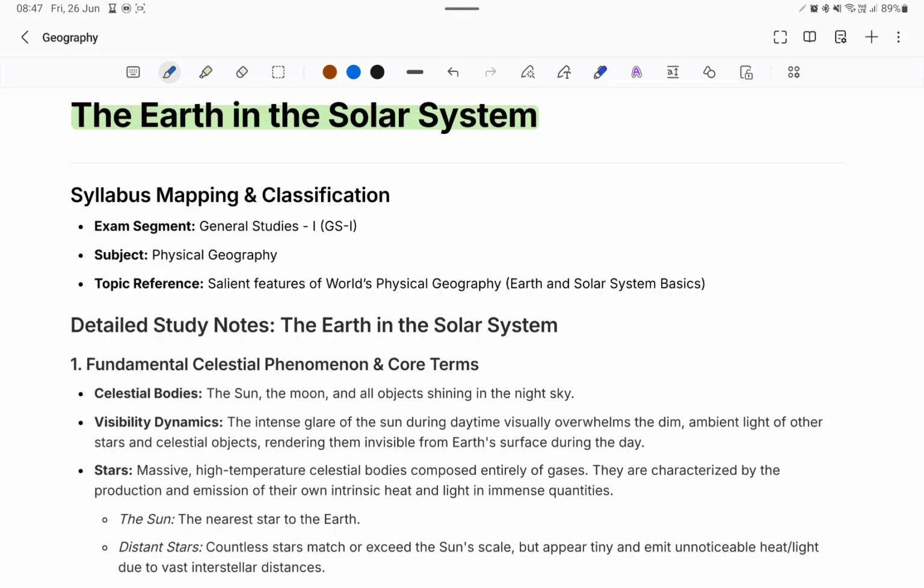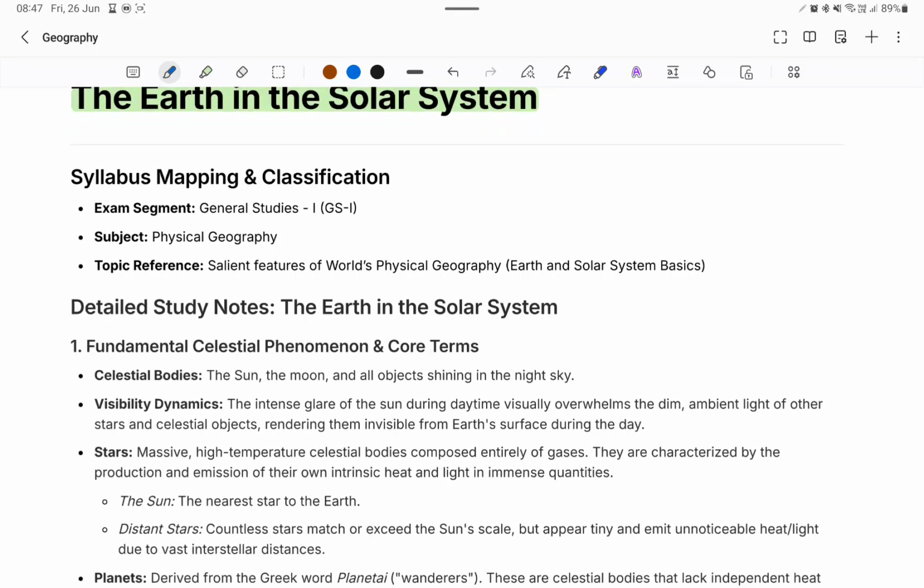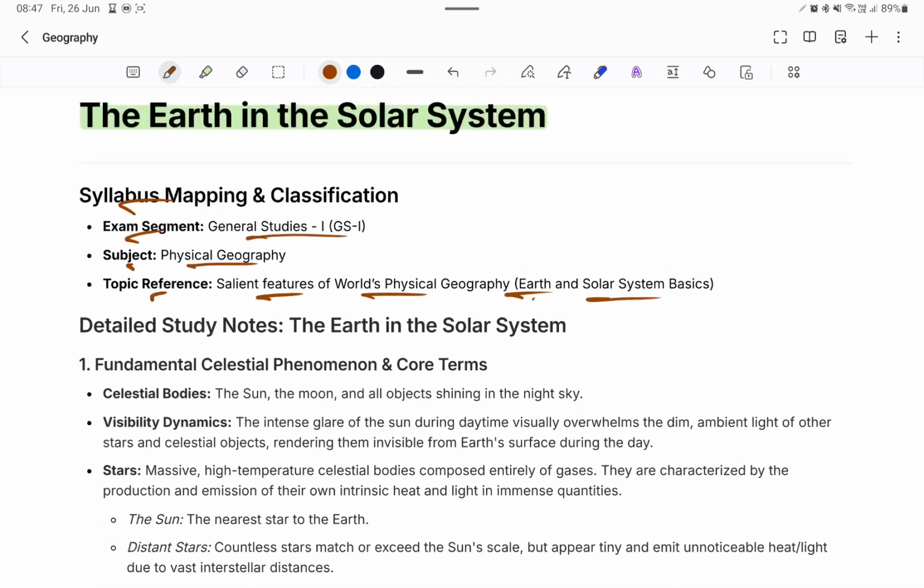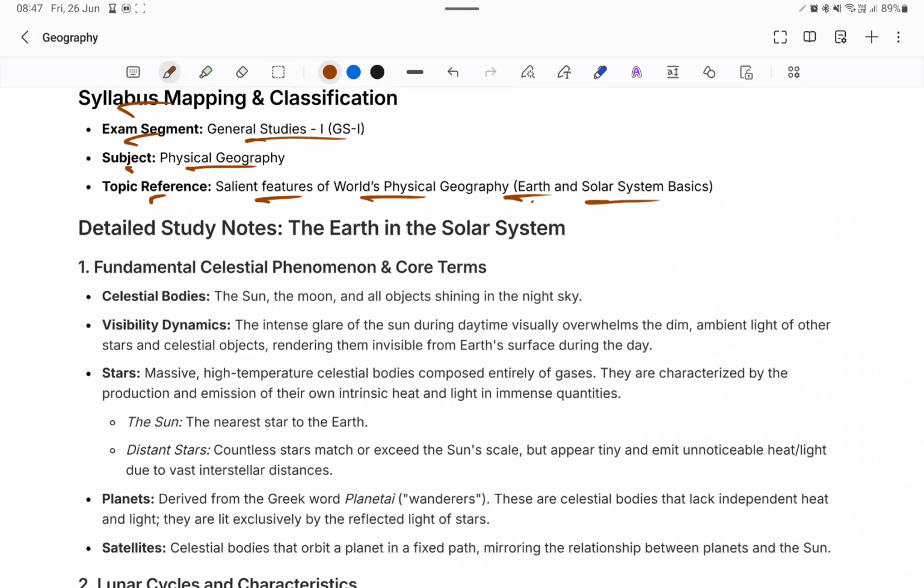So why is it important? We have some syllabus mapping and classification. For the exam, it's important for the GS1 paper, subject physical geography, with the topic reference being salient features of Earth's physical geography, in which we have to understand earth and solar system basics. This chapter is from class 6 NCERT, chapter 1. Okay, we are going to start.